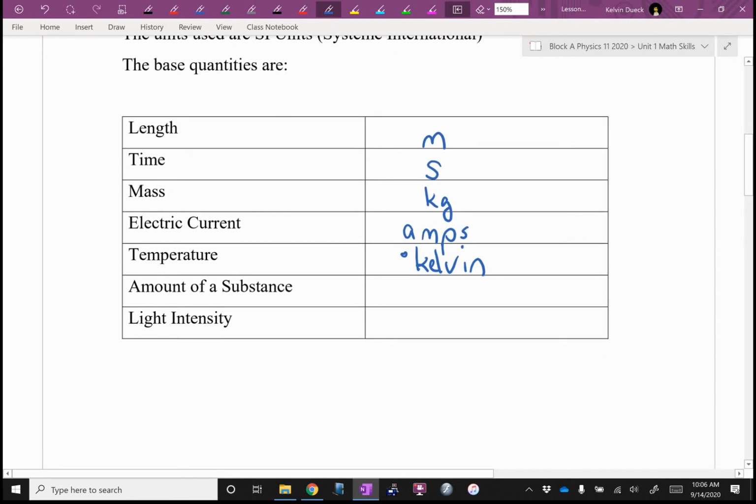Amount of a substance. This is one you'll see in chemistry, or if you've done Chem 11 already, you know this one as well. What do we measure the amount of a substance in chemistry? Mr. Perugia has one hanging from his ceiling.